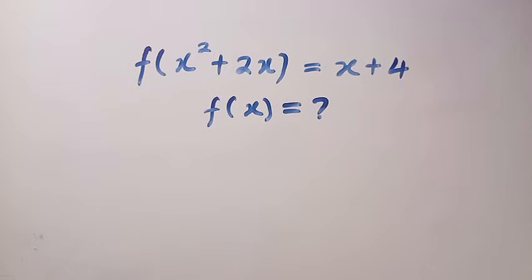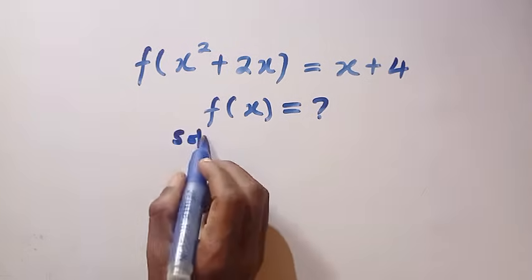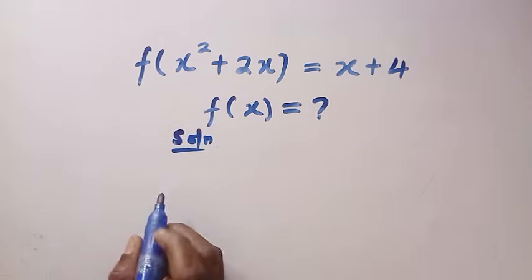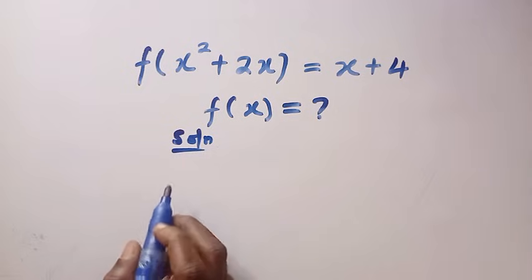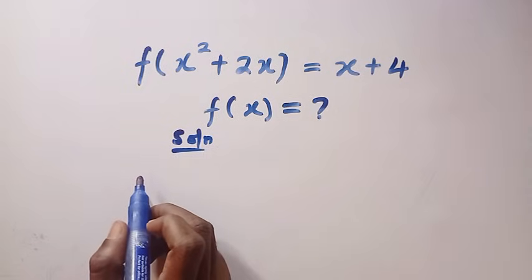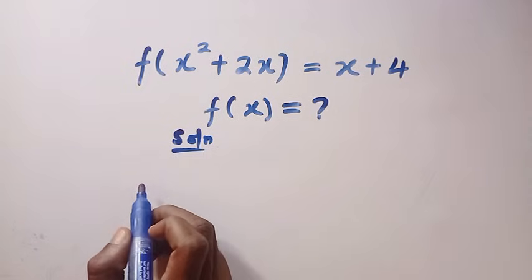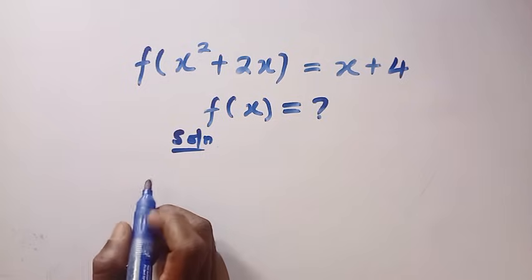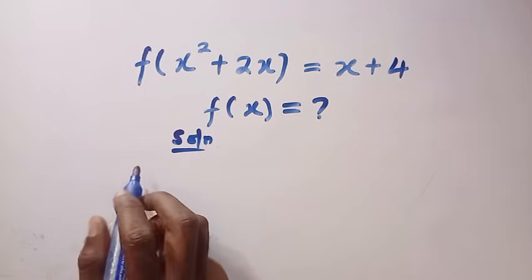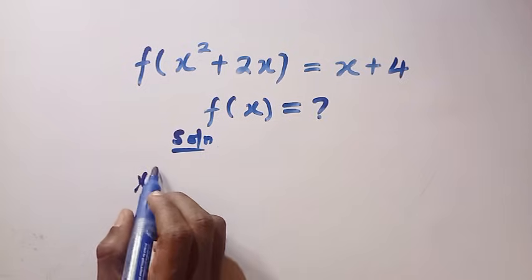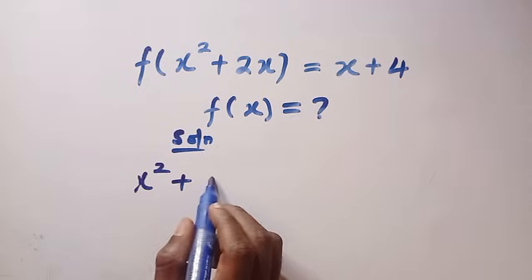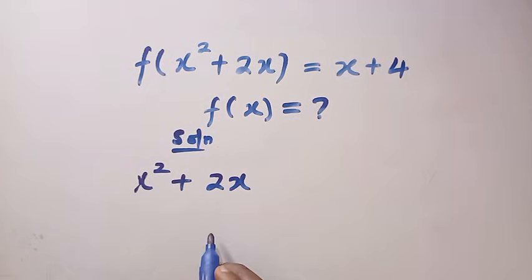And I will be solving this in two different ways. So let's see how we solve this. Looking at this argument, for the first method, I'll be using the complete square method. With the argument given here as the domain, we have x squared plus 2x.